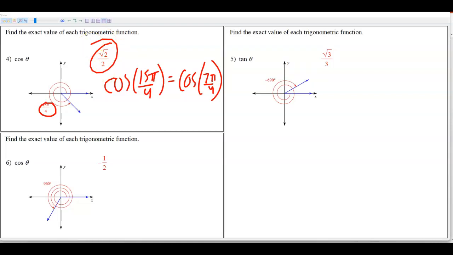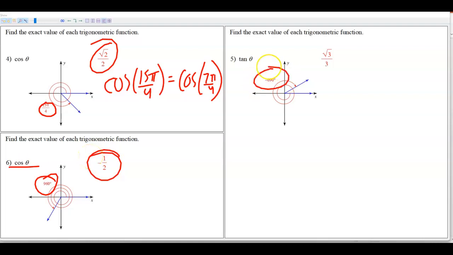Okay. For this other one here, you'd have to subtract 360, I think 1 and then 2 times at least. And whenever you do that, you're probably going to end up with something about like 240 degrees. And so the x value at 240 degrees is negative half.